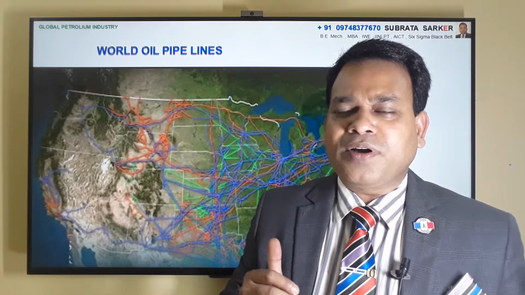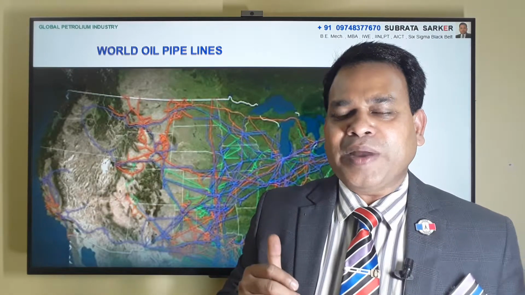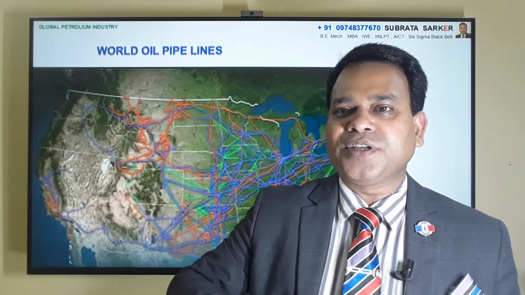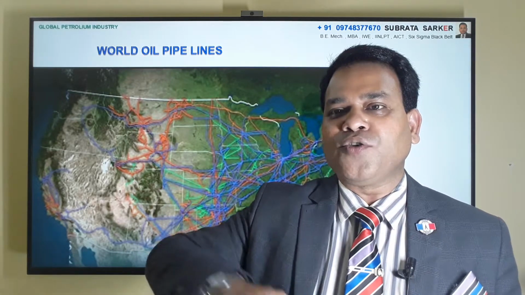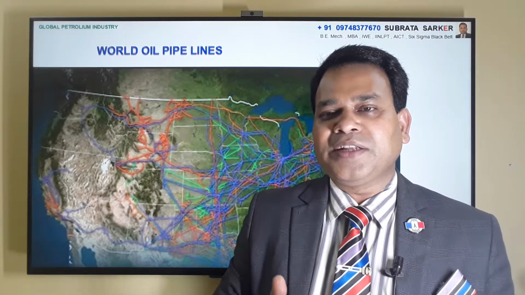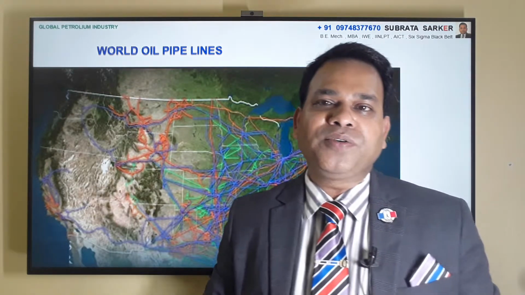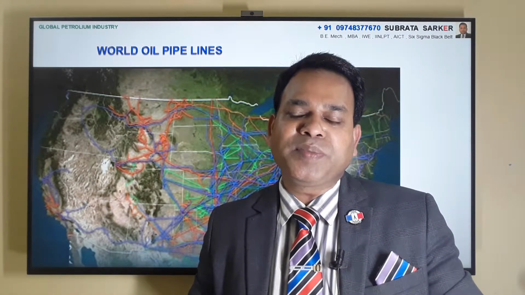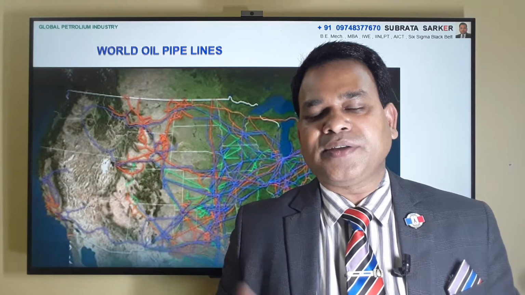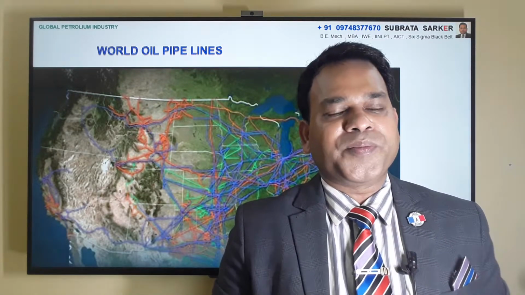This is the network of physical pipelines. Sometimes it is on the plain, sometimes it is under the sea, sometimes it is over the mountain. So this is the network. Lines may go from the Middle East to the US, or from Russia to the US. You can see it in this visual.